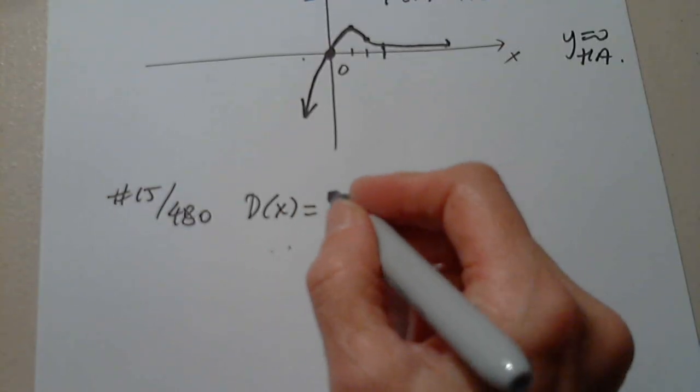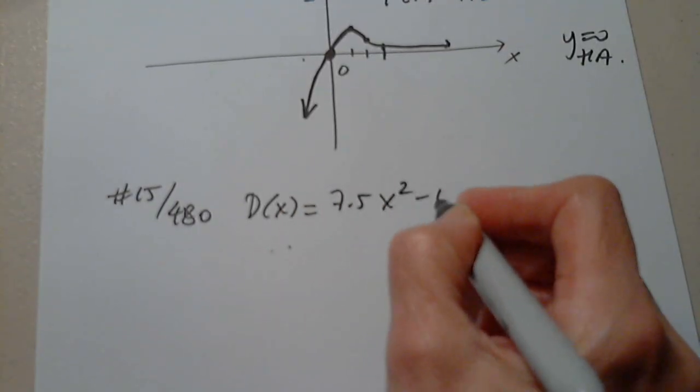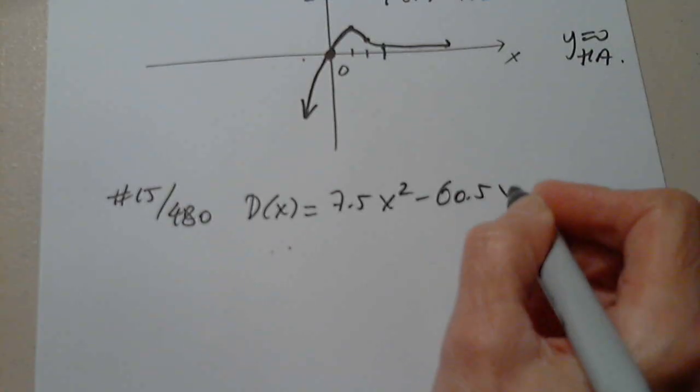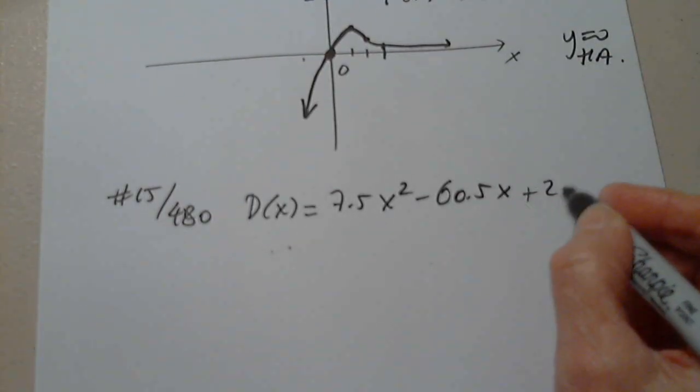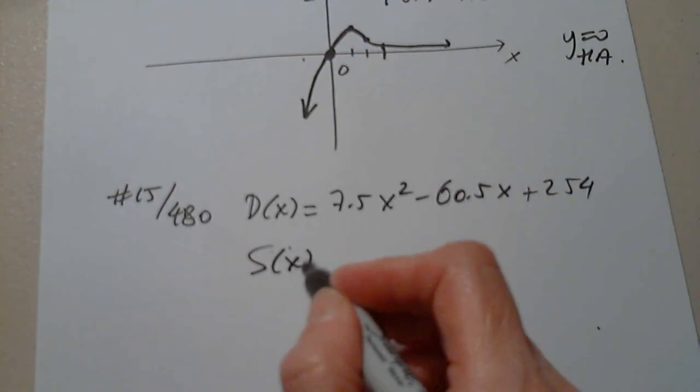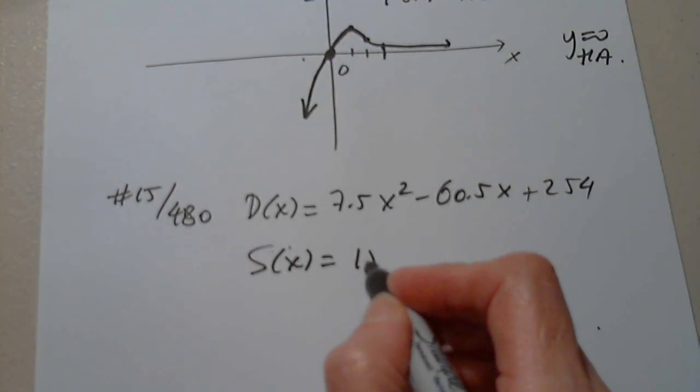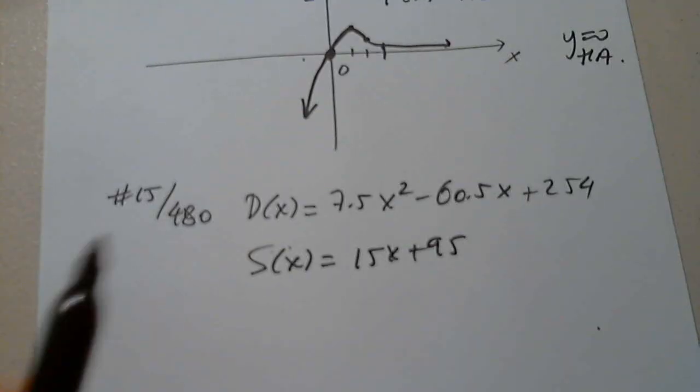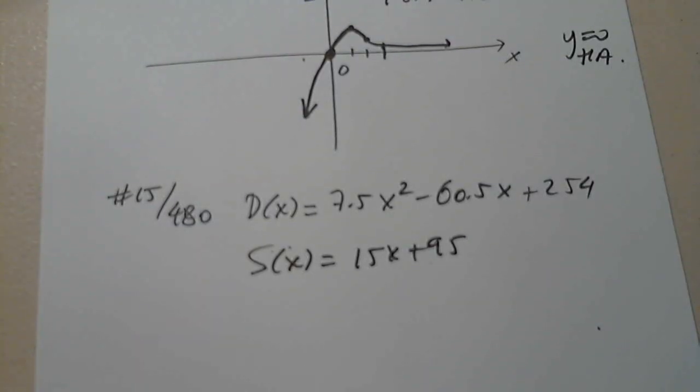Anyway, it doesn't matter. The demand function is 7.5x squared minus 60.5x plus 254, and we're also given the supply function as 15x plus 95. Okay, so she's interested in 2 jumps, and we want the consumer surplus and the producer surplus for 2 jumps.